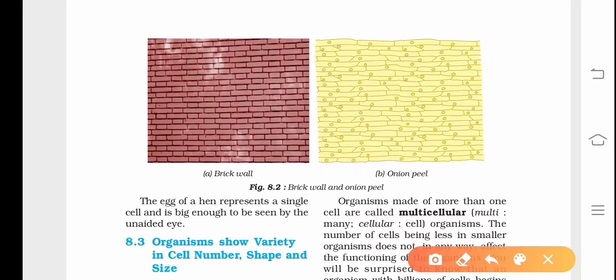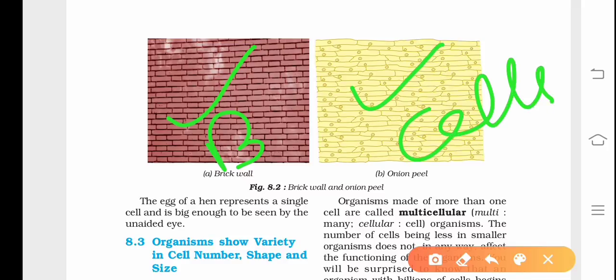In this diagram, we can compare the cells to the bricks. In the first diagram, we see a wall made up of bricks, whereas in the second diagram, there is a layer of onion peel cells. Here we can see the bricks resemble each other and form a wall, whereas the cells resemble each other and form a structure like the onion peel or any other structure in the organisms.